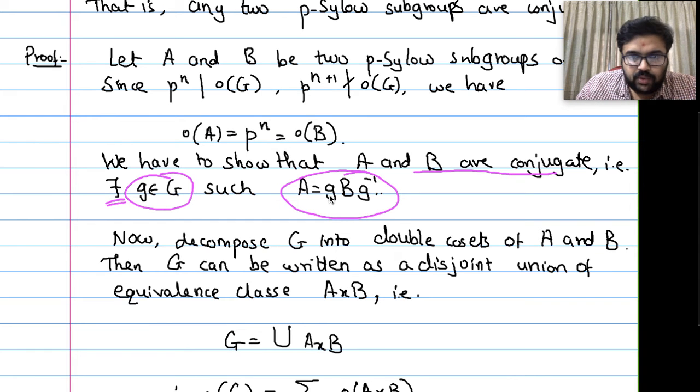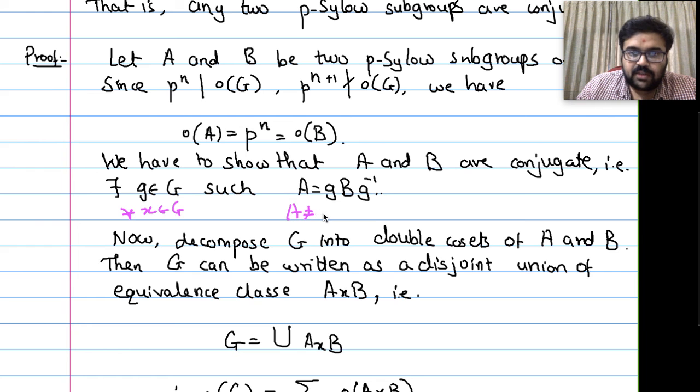We should get one G such that A equals GBG inverse. If this is not true, that means there exists no such G. No such G will be found. That means for every x in G, A is not equal to xBx inverse. The negation of this is, for every x in G, A is not equal to xBx inverse. Right? So this is what we use.